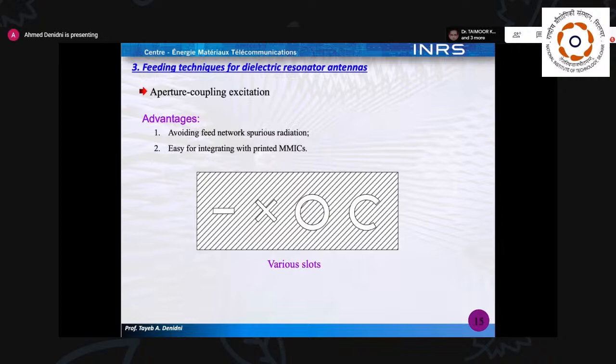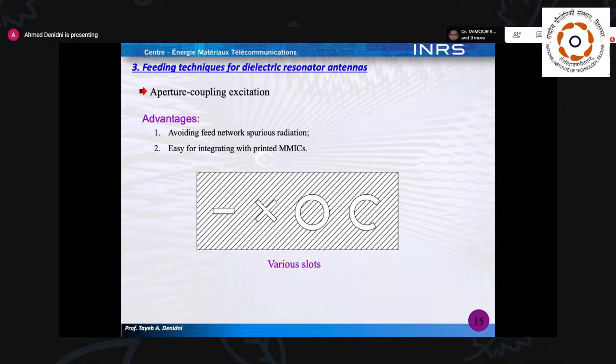Here, let me see. Yes, aperture coupling. For aperture coupling, we can also feed the dielectric resonator with some slots, for example, and we have different shapes for the slots. For example, a simple cross, circular or with C shape. And by this, we can avoid the spurious radiation and it's easy to integrate, for example, the feeding network with the printed MMIC circuit with other circuits.